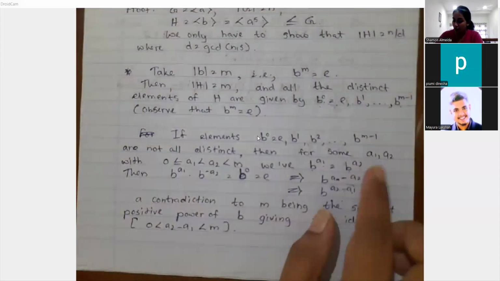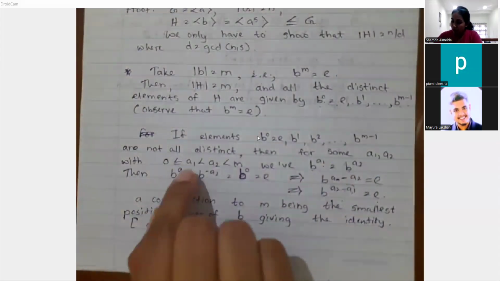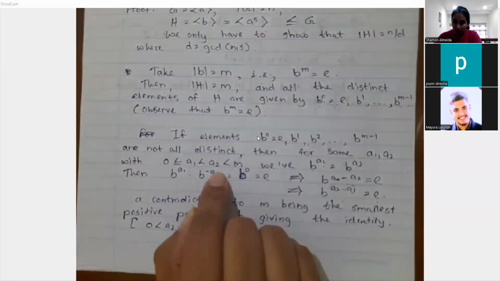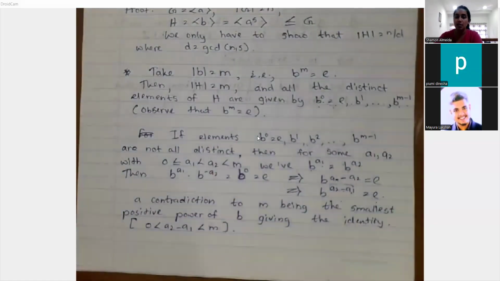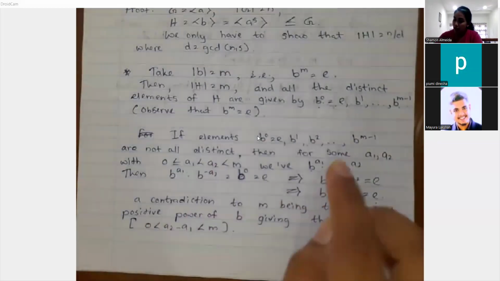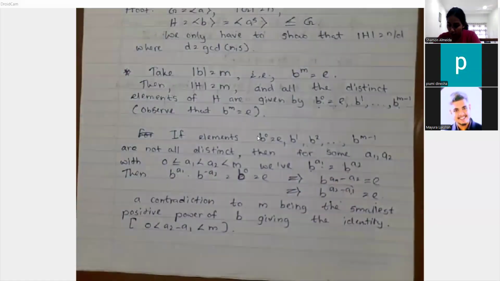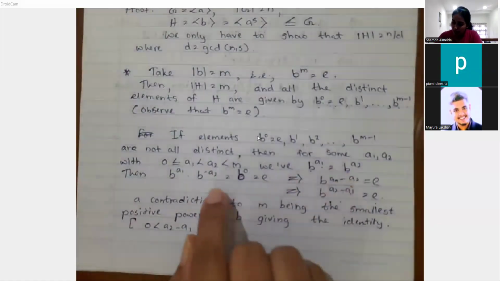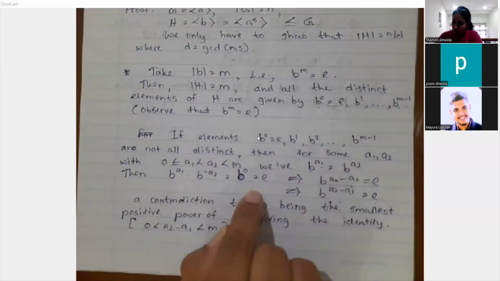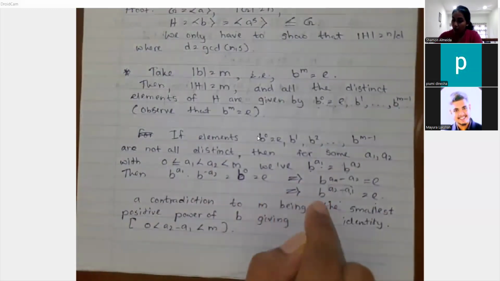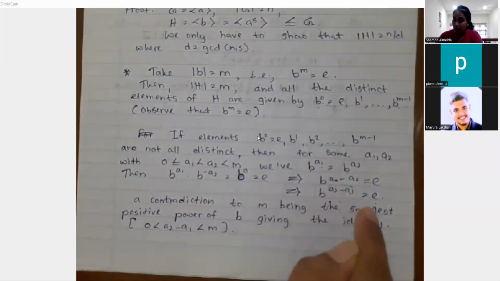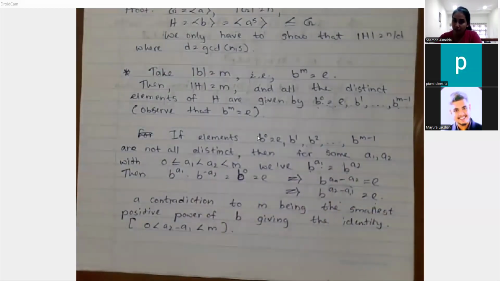Then for some A1, A2, where A1 and A2 lie between 0 and M, and without loss of generality, I will suppose A1 is less than A2, right? We have B to the power of A1 is equal to B to the power of A2. What do we do next? We take the inverse of this element on both sides and we see that B to the power of A2 minus A1 gives you the identity, right? Now, this is a contradiction. Why? Contradiction to the definition of the order of an element.